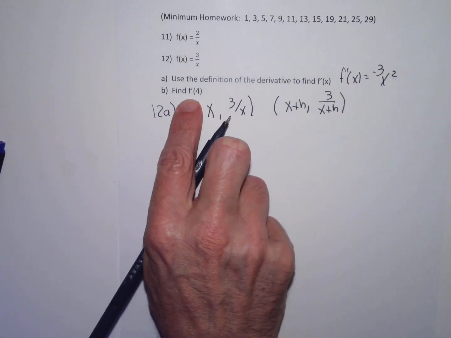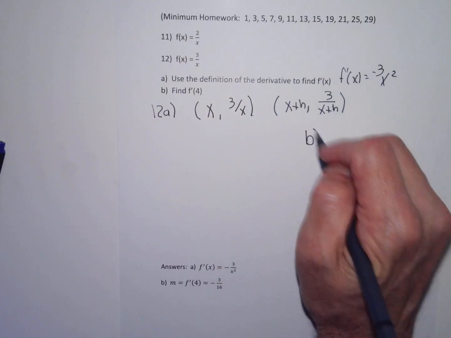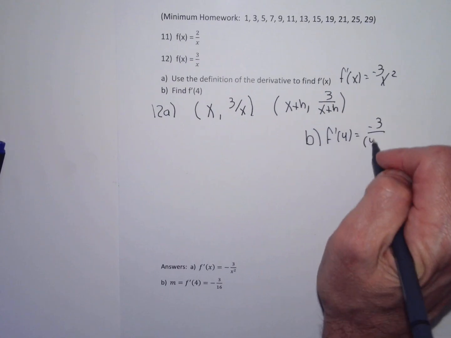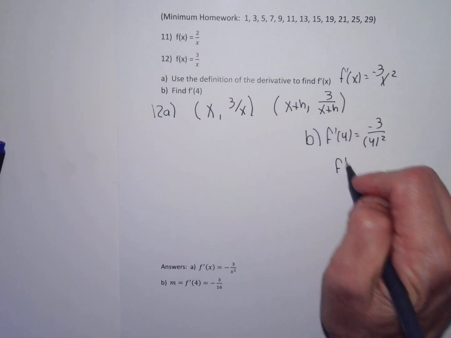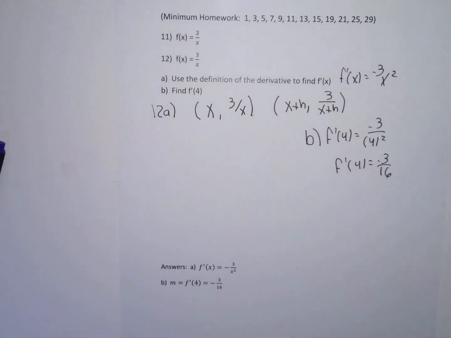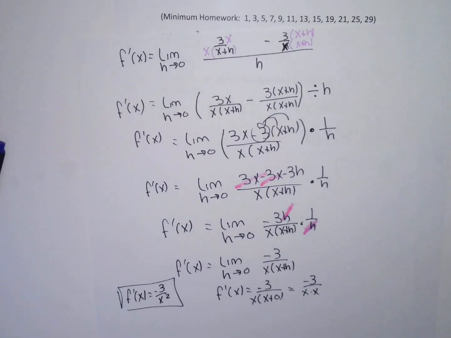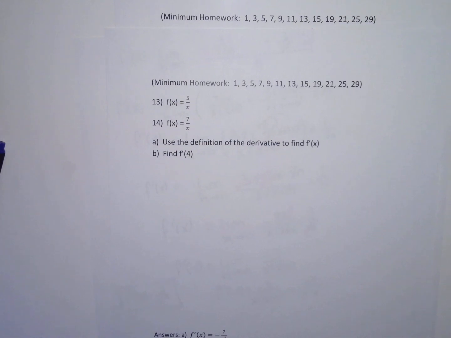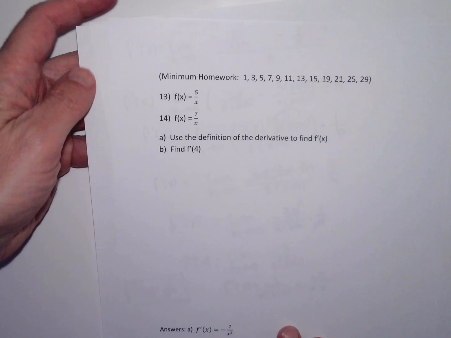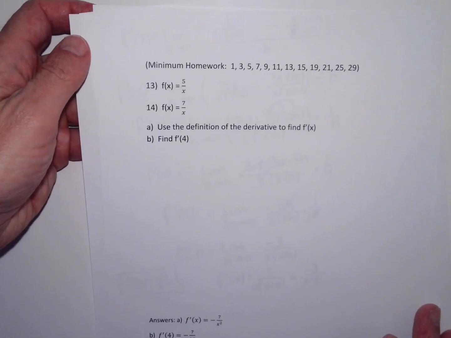Part B wants me to find f prime of 4. So for part B, f prime of 4 is just going to be negative 3 over 4 squared. It's just going to be negative 3 over 16. There's a few more of those in 13 and 14, but I'm not going to do two of them. You can look at my solutions and let's Zoom together or ask me in class how to do 14 or 13 if you can't get them, just to make the videos not as long as they can be.